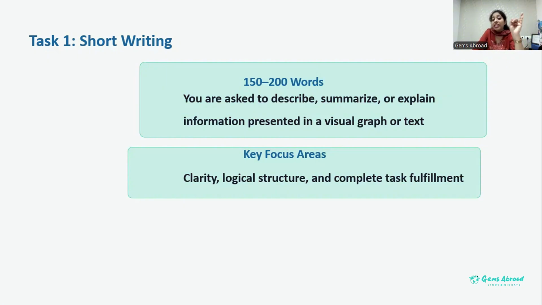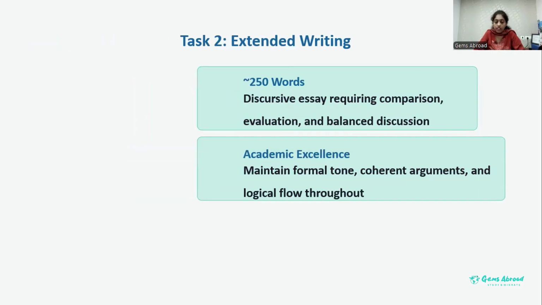And the third one is lexical resource. Are you using precise vocabulary and linking words? The last but not the least is grammatical accuracy. Are your sentences grammatically correct and varied? Okay, because grammar plays a major role. Don't make any grammatical mistakes. Okay, so that's about the short writing.